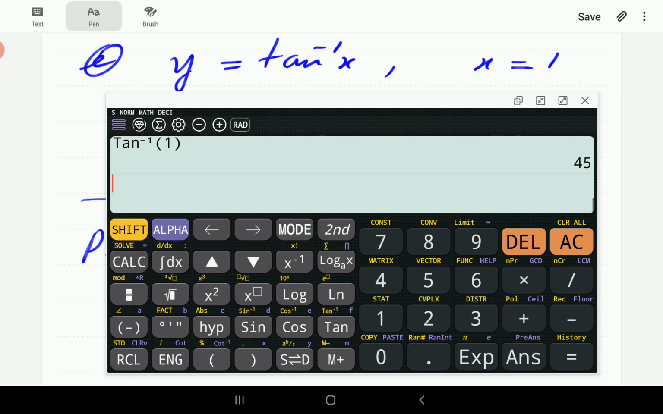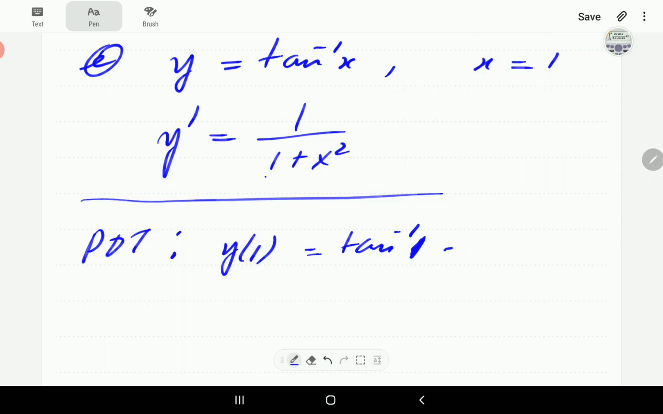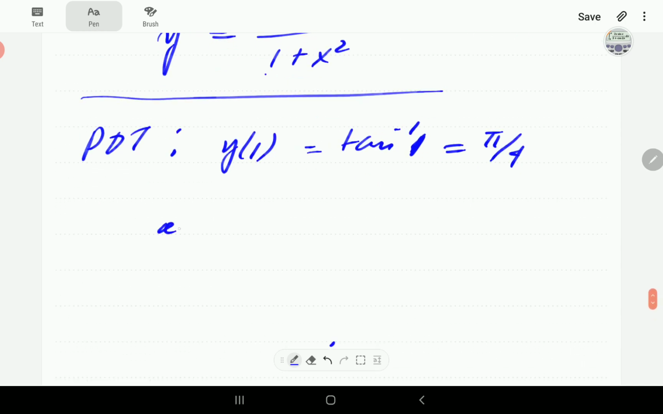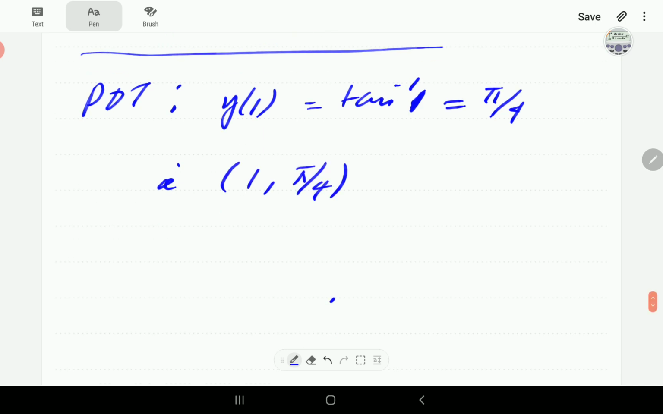So I'm just going to put the calculator in radians mode, and this gives us that, but it's probably easier to convert because we want the exact value. So we're just going to convert the 45. We know that 45 degrees is pi on 4. So that means the point of tangency is (1, pi on 4).